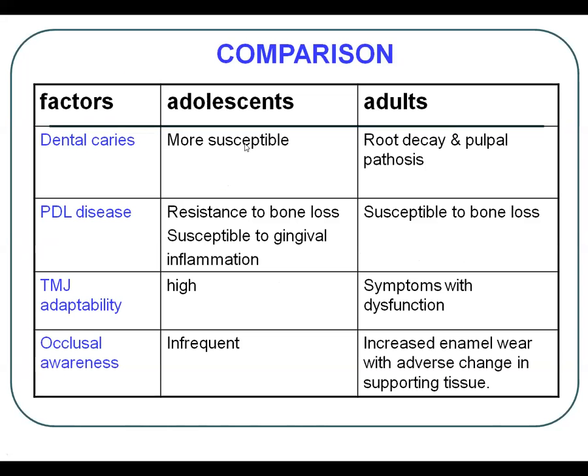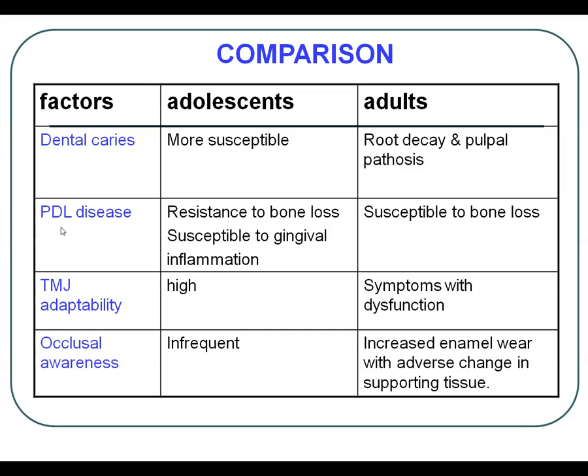Now we'll see the main comparison between adolescents and adults. Adolescents is the age group of 20 to 40 years, whereas adults, according to Profit, are above 40 years. So we are discussing here the adult treatment of those more than 40 years of age. Now we'll see the main differences. We'll see dental caries first. Dental caries is more common in adolescents, whereas in adults there will be root decay and pulp pathosis.